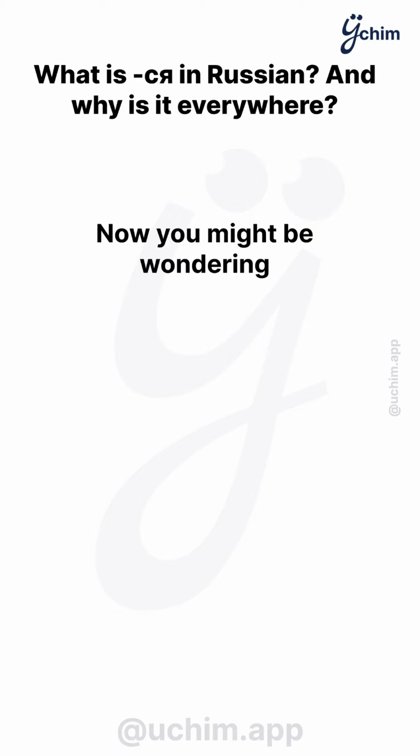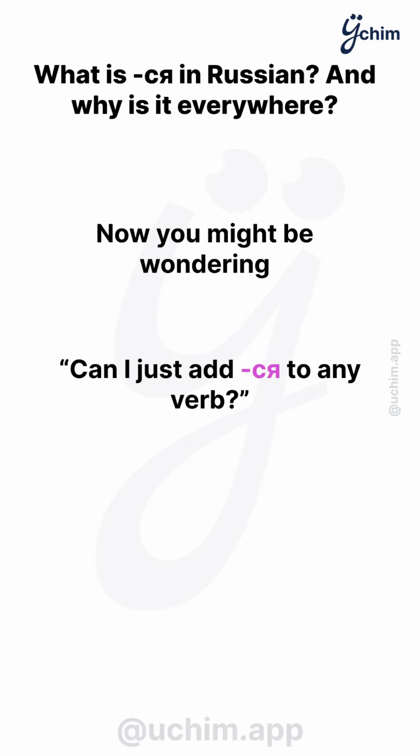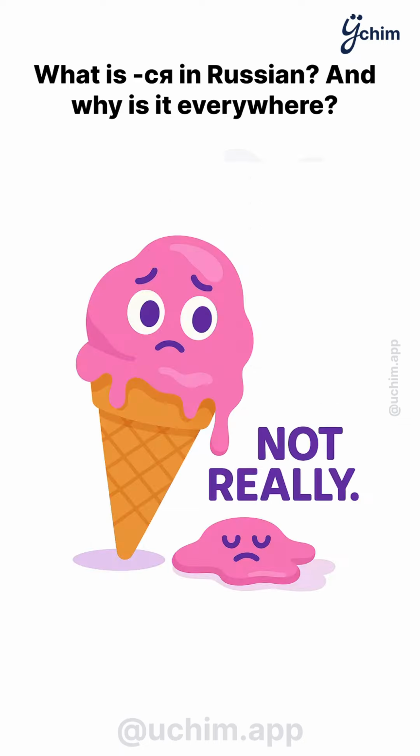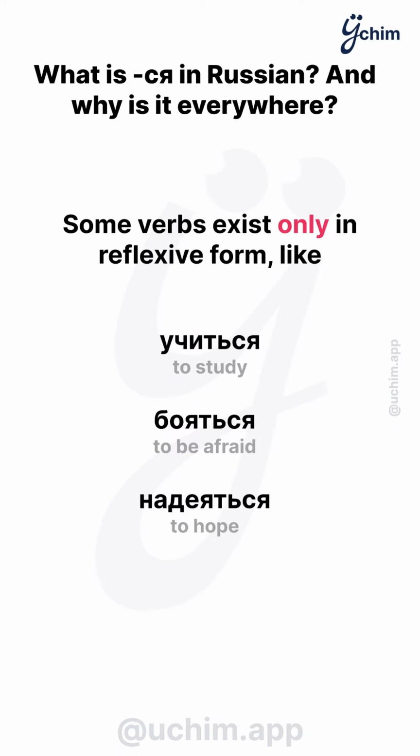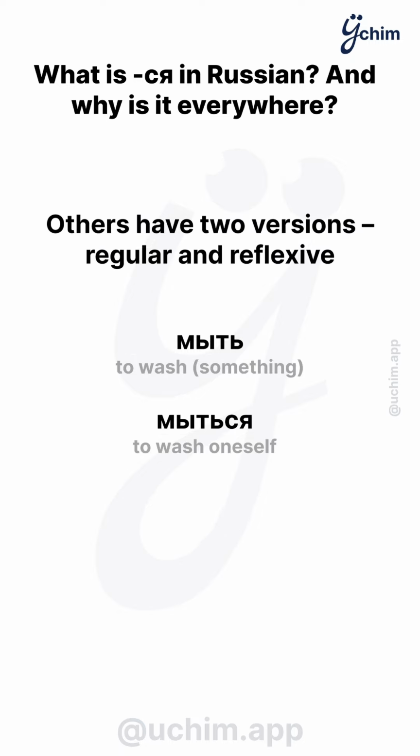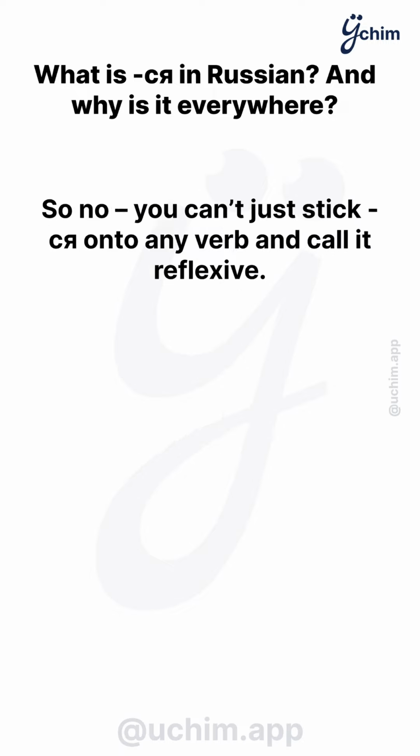Now you might be wondering, can I just add ся to any verb? Not really. Some verbs exist only in reflexive form, like учиться, to study, бояться, to be afraid, надеяться, to hope. Others have two versions, regular and reflexive. Мыть, to wash something, мыться, to wash oneself. So no, you can't just stick ся onto any verb and call it reflexive.